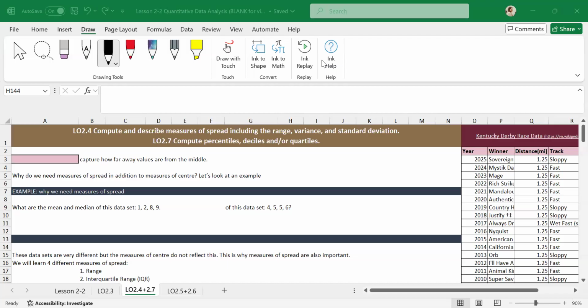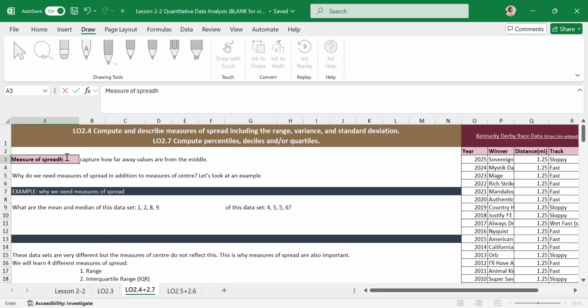Hello again. In this second video for the lesson, we're going to move on to learning outcome 2.4 on computing measures of spread. When we talk about measures of spread, we also need to understand percentiles, deciles, and quartiles. That's why these two are grouped together, because these calculations will be used within the calculations for measures of spread. So if a measure of center captures where the middle is, a measure of spread captures how far away the values are from the middle.